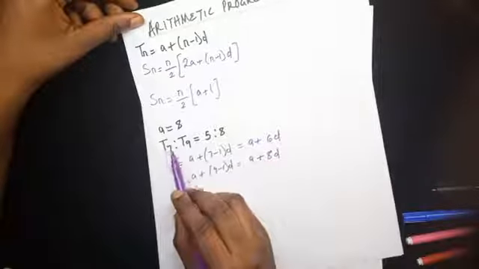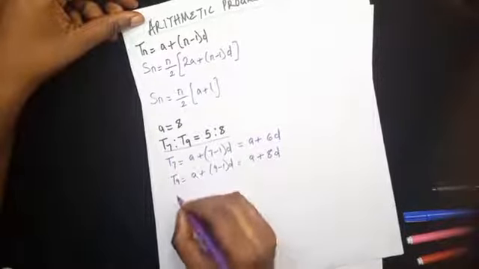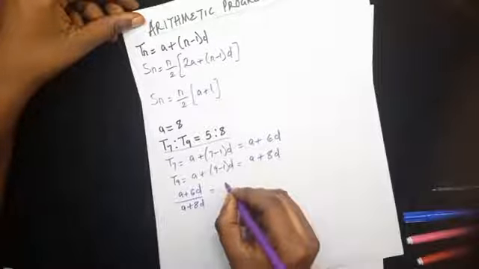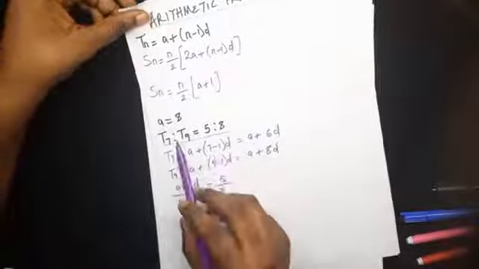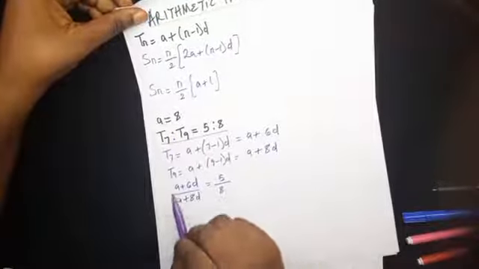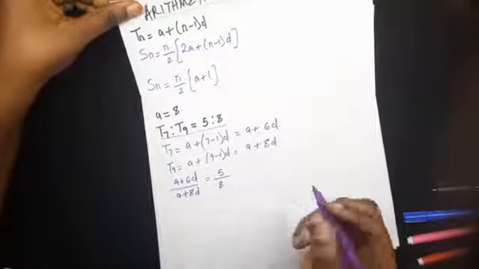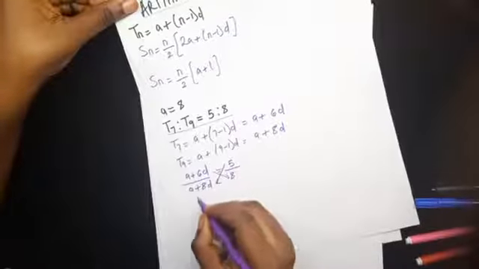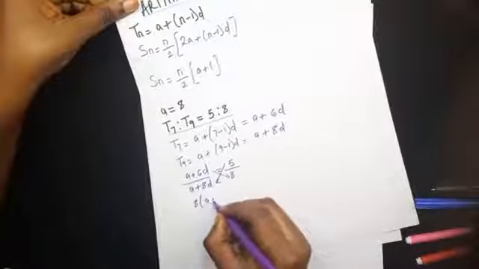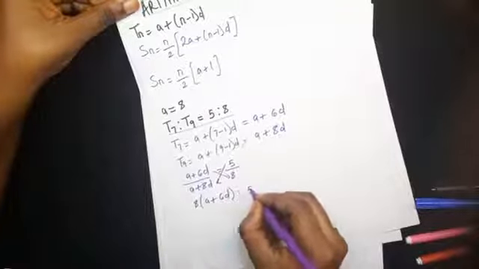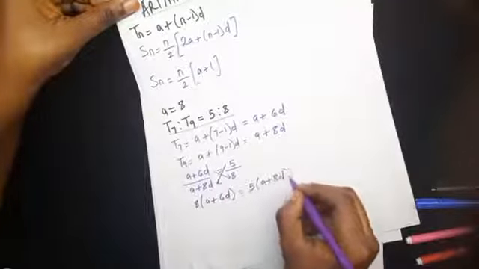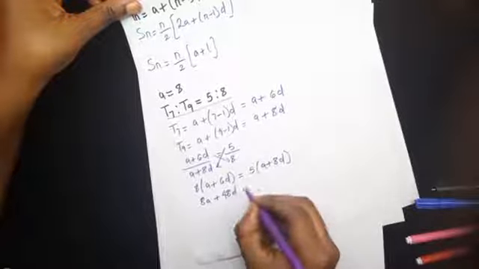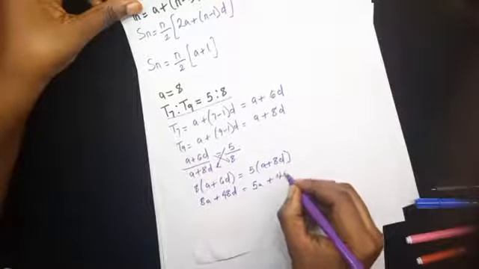So that means, considering this equation here, I have (a + 6d)/(a + 8d) equals 5/8. I'm sure you understand what I did here. Ratio also means division. So (a + 6d)/(a + 8d) equals 5/8. I can make this simpler by doing a cross multiplication, such that I have 8(a + 6d) equals 5(a + 8d).